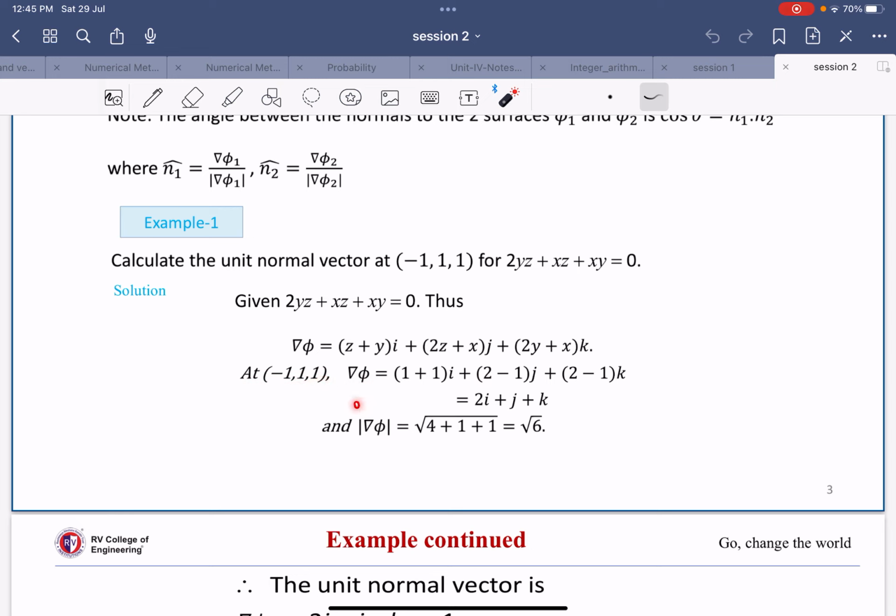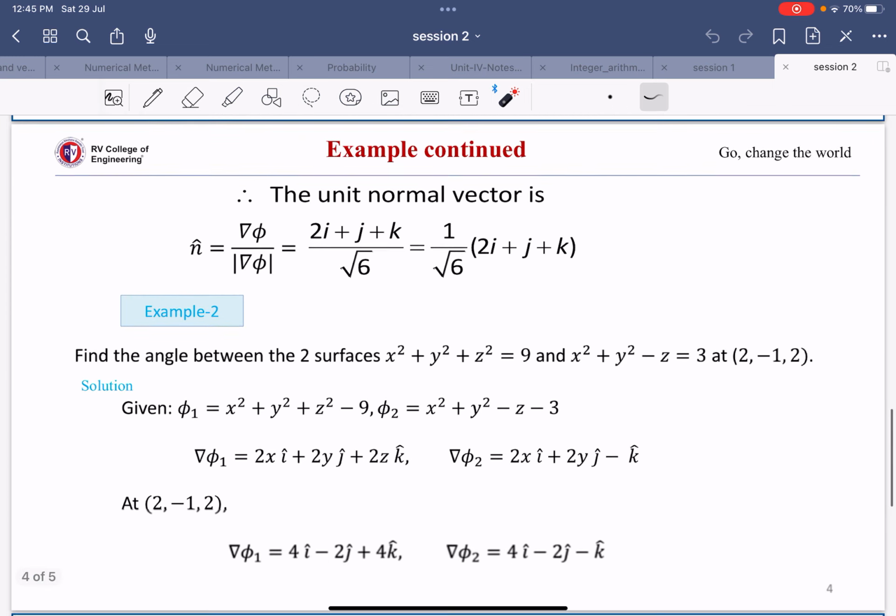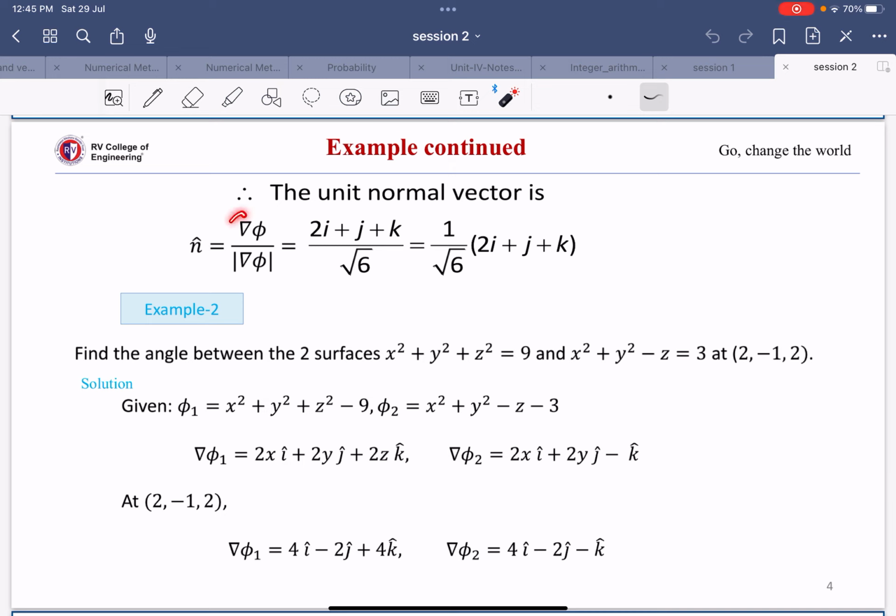Magnitude of gradient of phi is square root of 2 square plus 1 square plus 1 square, which is root 6. And finally the unit normal vector is gradient of phi divided by its magnitude. So (2i cap + j cap + k cap) divided by root 6 will be the unit normal vector to the given surface. Let us look at another example.